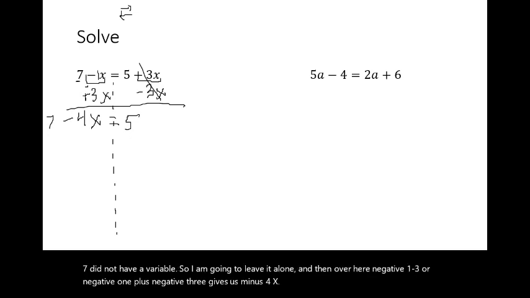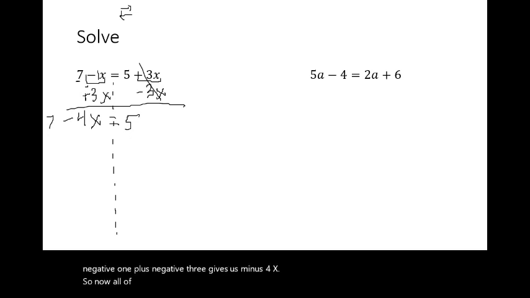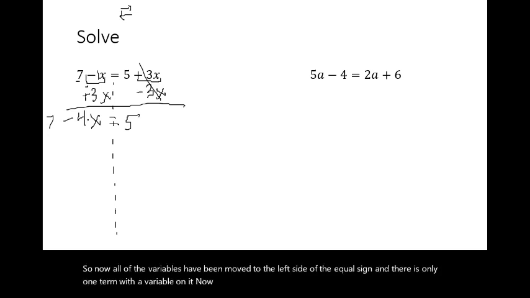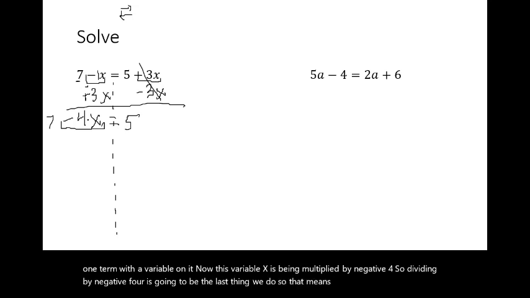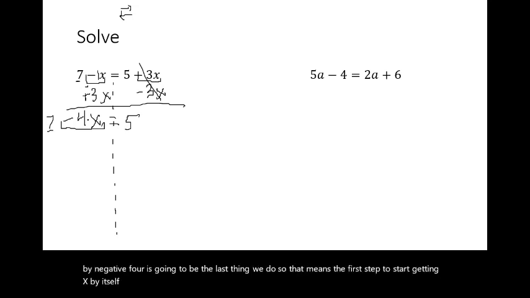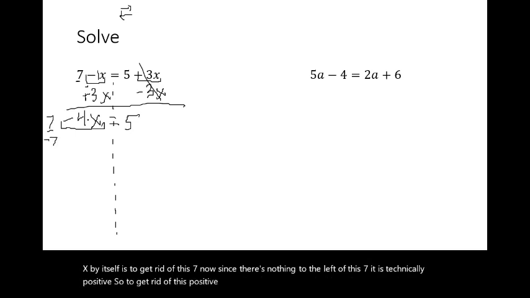So now all of the variables have been moved to the left side of the equal sign, and there is only one term with a variable on it. Now this variable x is being multiplied by -4, so dividing by -4 is going to be the last thing we do. So that means the first step to start getting x by itself is to get rid of this 7. Now since there's nothing to the left of this 7, it is technically positive. So to get rid of this positive 7, I am going to subtract 7 from both sides.